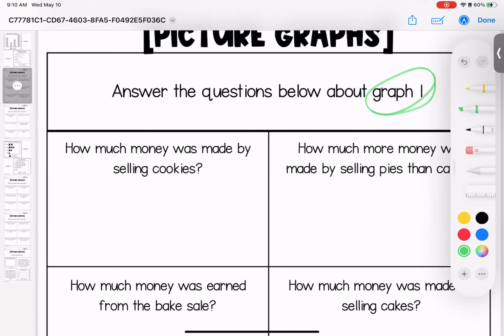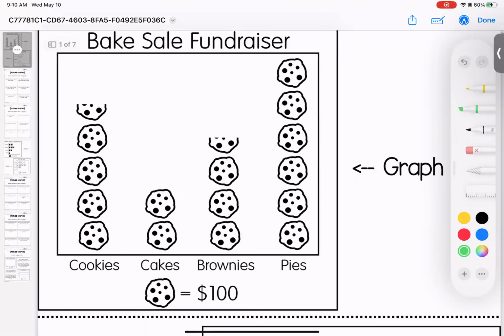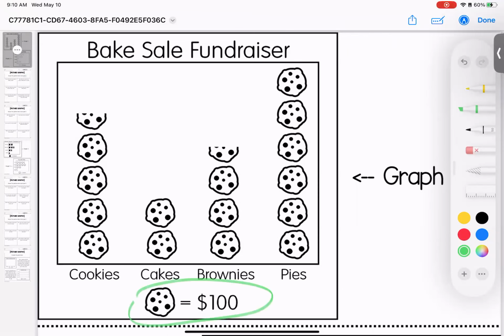How much money was made by selling cookies? So if we look up here, every full cookie is $100. So we have 1, 2, 3, 4.5. So 450, 200, 350, and here is 100, 200, 300, 400, 500, 600. So going ahead to label them.